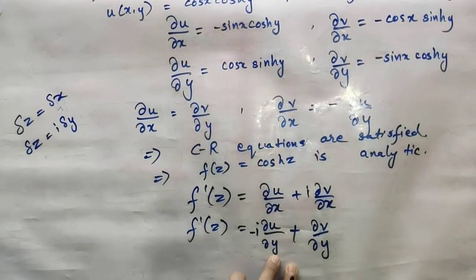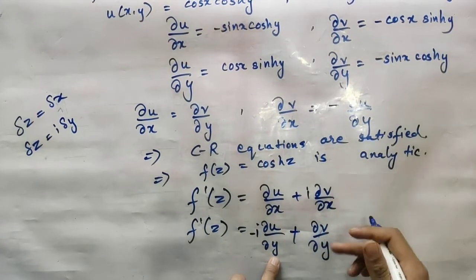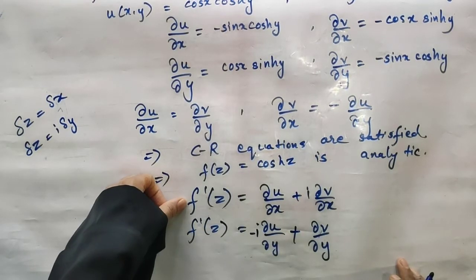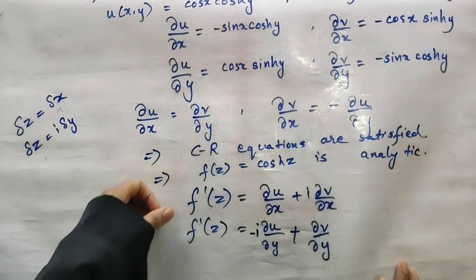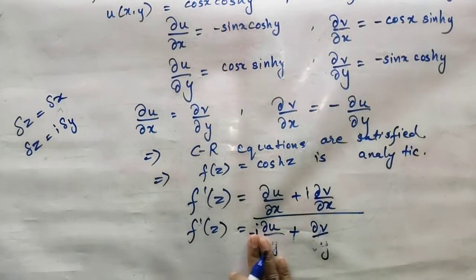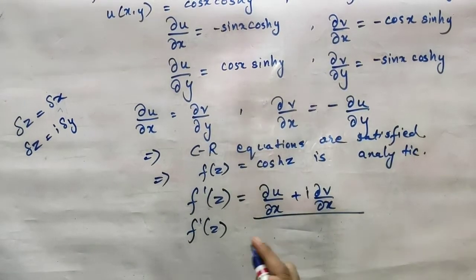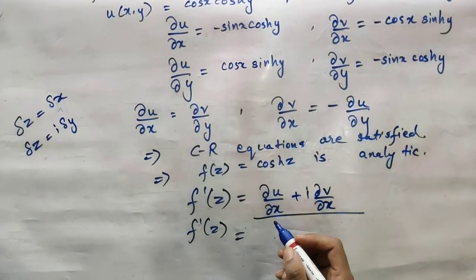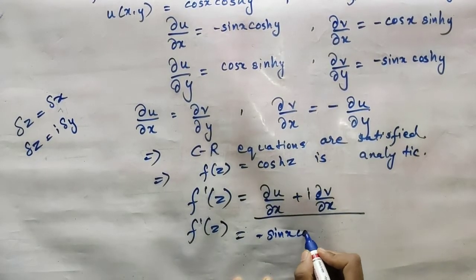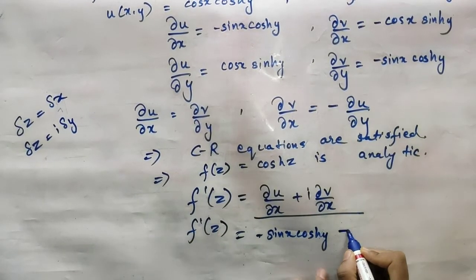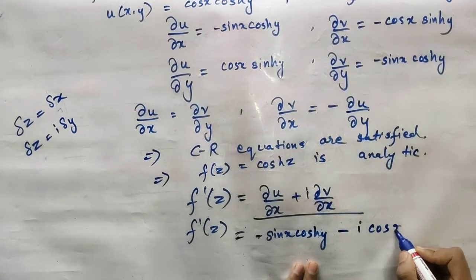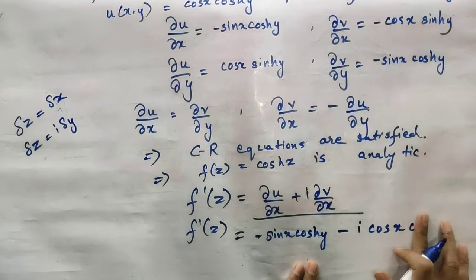So either you can use this equation, that is the final, then later we compared the two equations for real and imaginary parts, and hence we got the CR equation. Either you can use this for getting the derivative of the function, or else you can use this. It's easy to remember, so better you remember this. Now I'll substitute the value of dou u by dou x and dou v by dou x over here. So it is minus sin x cos hyperbolic y minus i into dou v by dou x, which is minus cos x into sin hyperbolic y.